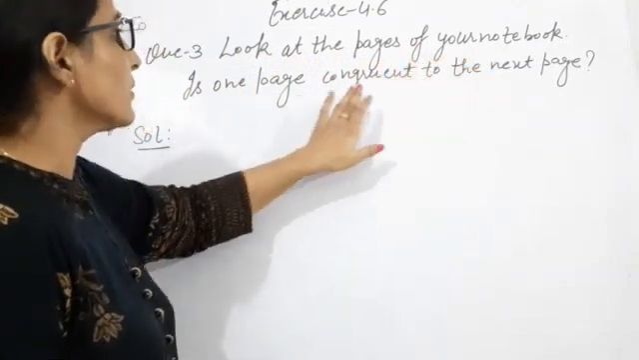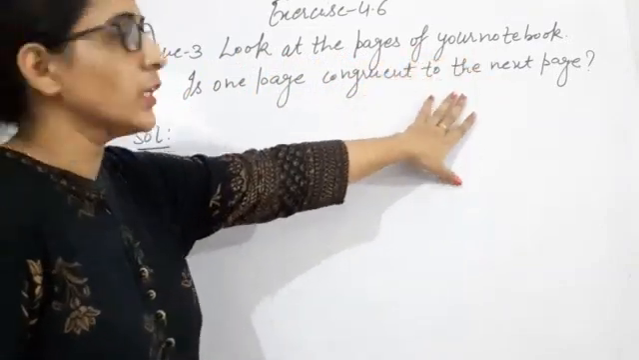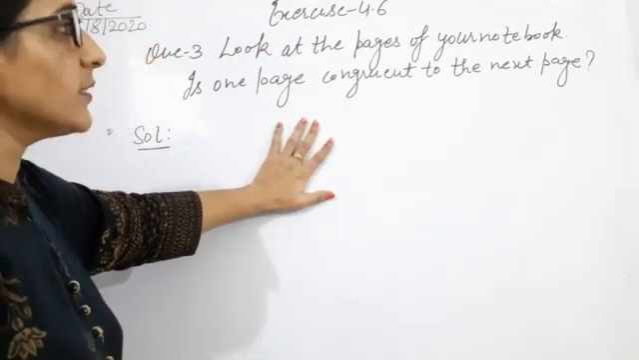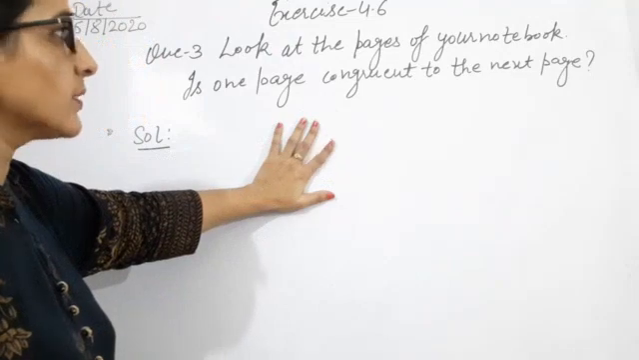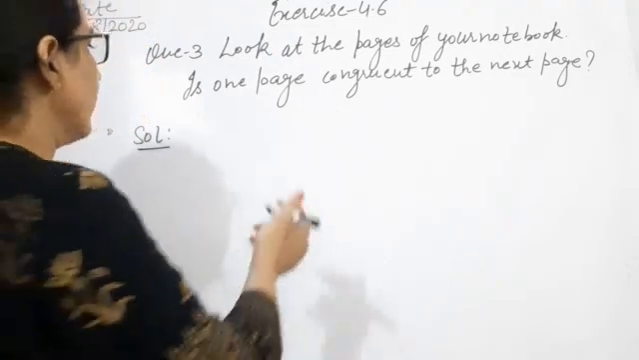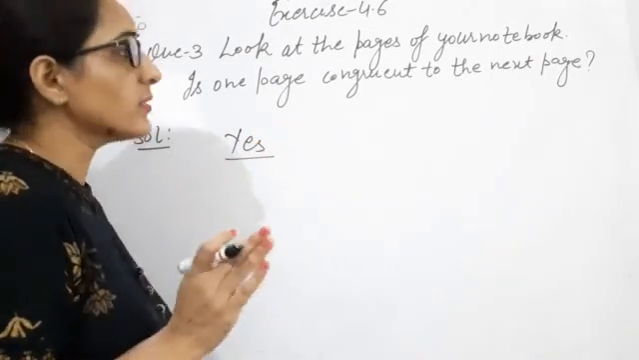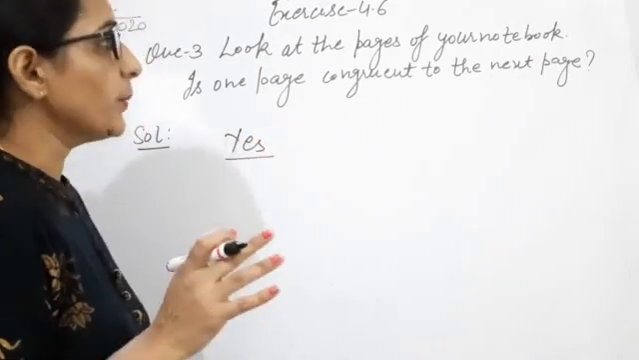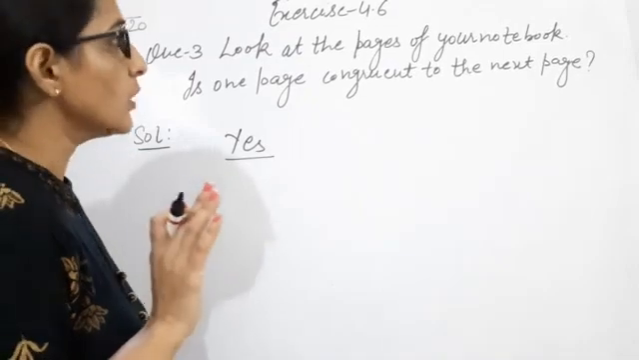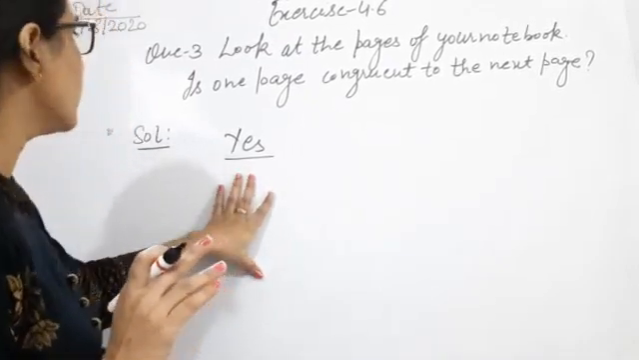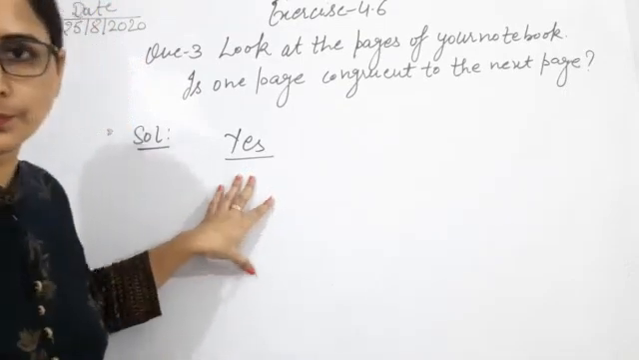Question number 3 is look at the pages of your notebook. Is one page concurrent to the next one? It means when you look at the pages of your notebook, one page is similar to the other one in size. So our answer is yes. Clear? Our answer is yes, because one page is similar to your other page in size also. You look into your notebook and then you give the answer, and our answer is yes.